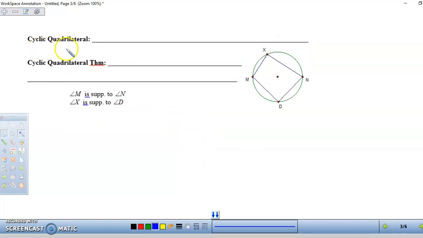Okay, next, cyclic quadrilateral. So this is a quadrilateral inscribed in a circle, just like this diagram here. So we have quadrilateral XNDM here, and notice that all the vertices are on the circle, so that is inscribed in the circle.